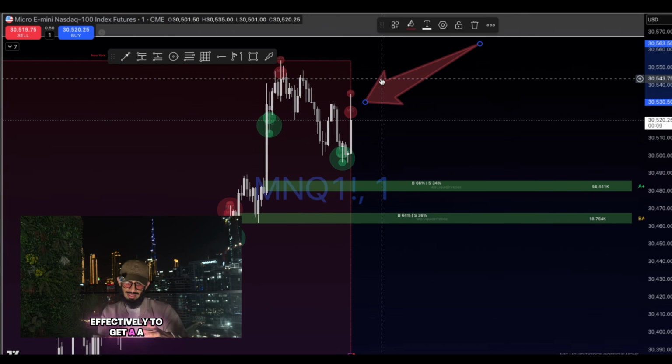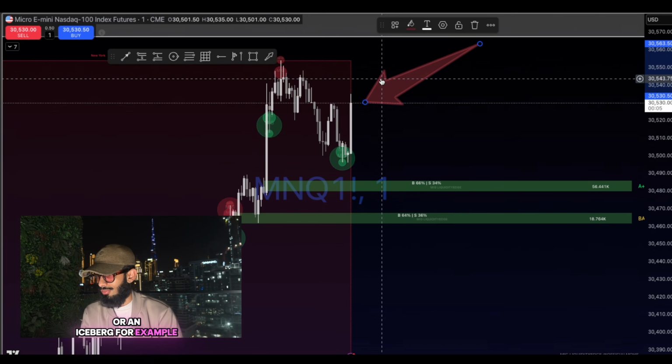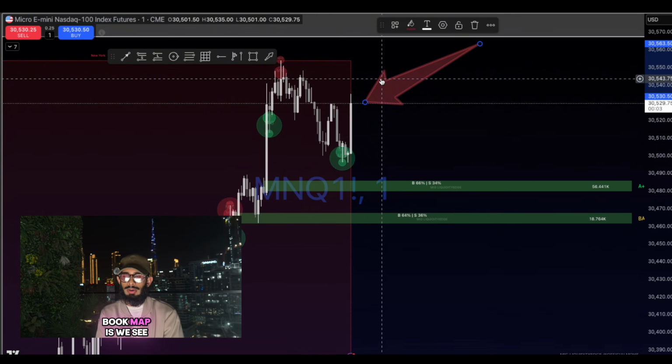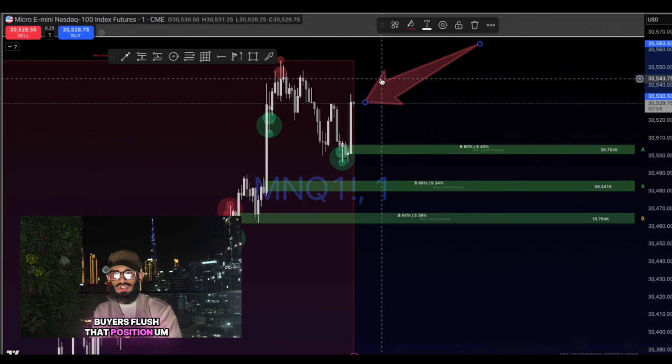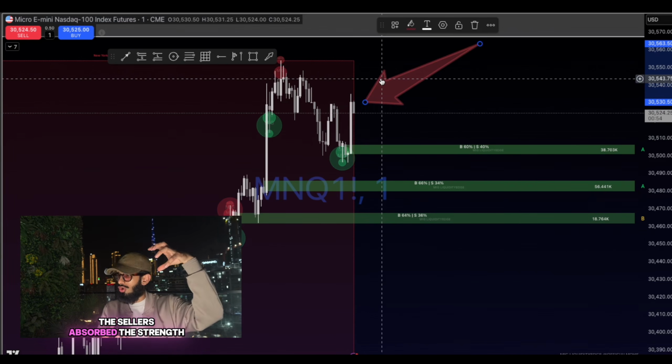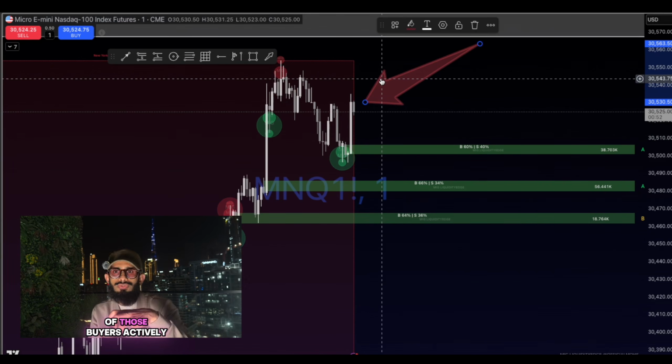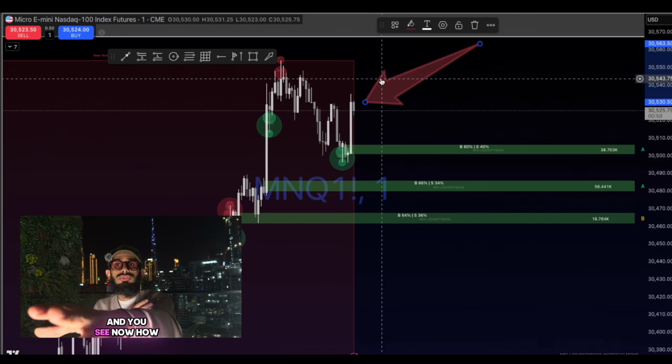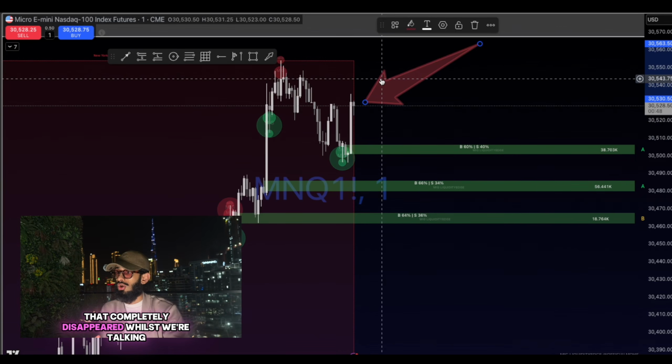Effectively, to get a big, large threshold bubble, or an iceberg, for example, what you'd see on Bookmap is we see buyers flush that position, sellers, so let's say 100,000 buyers came in, the sellers absorbed the strength of those buyers actively, and you see now how that completely disappeared whilst we're talking.